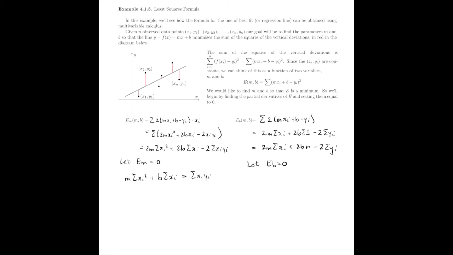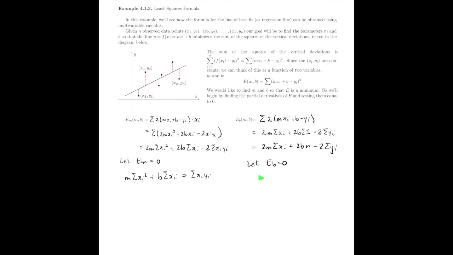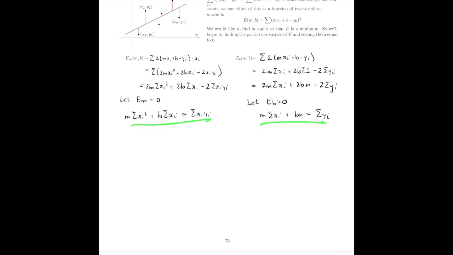Similarly, let us let E sub b equal 0. I'm going to do the same thing, cancel out the 2's and bring the negative over to the other side. So that will give me m times the sum of x_i plus b times n is equal to the sum of the y_i's. We have two equations which have to be true at the same time. So we have a system of equations here. Now the unknowns are m and b.